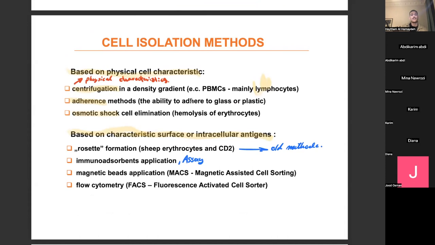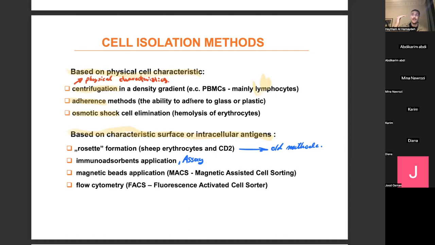Okay, cell isolation methods based on physical characteristics, such as their weight, for example. For weight, we used in our last class a practical method called centrifugation in a density gradient, and hence we separated the cells into layers. And how did we do that? By centrifugation. Centrifugation is a fast speed rotation that causes the highest density cells to sit at the bottom while the lightest ones sit at the top.